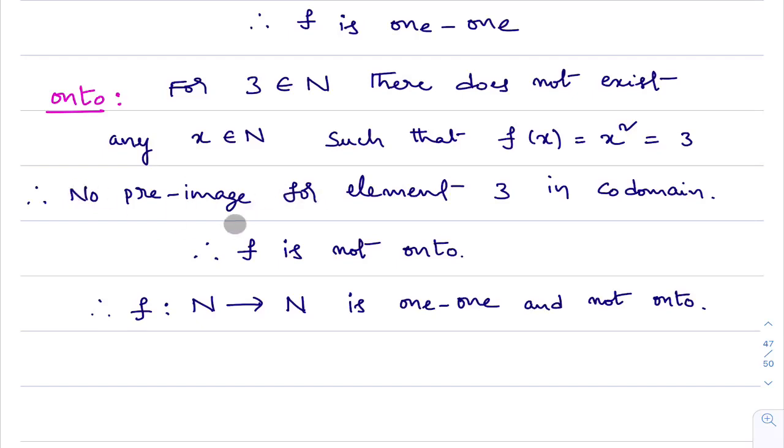So, if I take the element 3 in codomain, there is no pre-image. But what is the definition of onto function? For every element in codomain set, there exists at least one pre-image. But here there is no pre-image for the element 3 in codomain. Therefore, this function is not onto. Therefore, the given function is 1-1, but not onto. As this is not onto, I have given a counter example here. All these things you will come to know slowly, right?